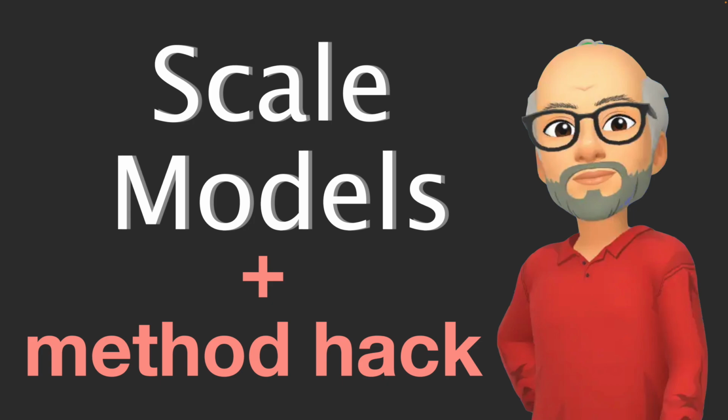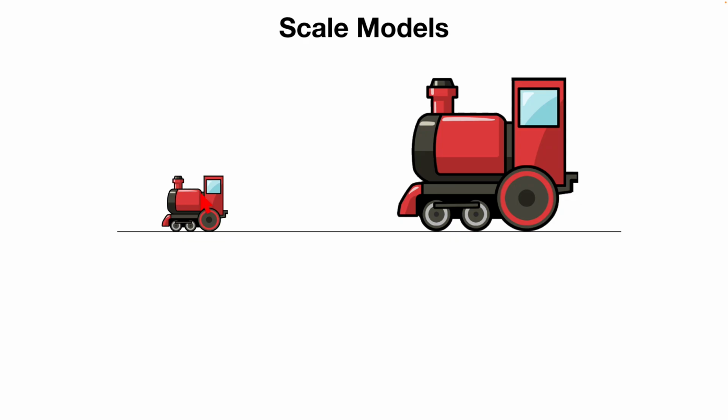Scale models. Maths is fairly easy, but the concept tricks a few people. This is a model of a train. The scale is 1 to 4. This means that every length in here is a quarter of the lengths in this one.